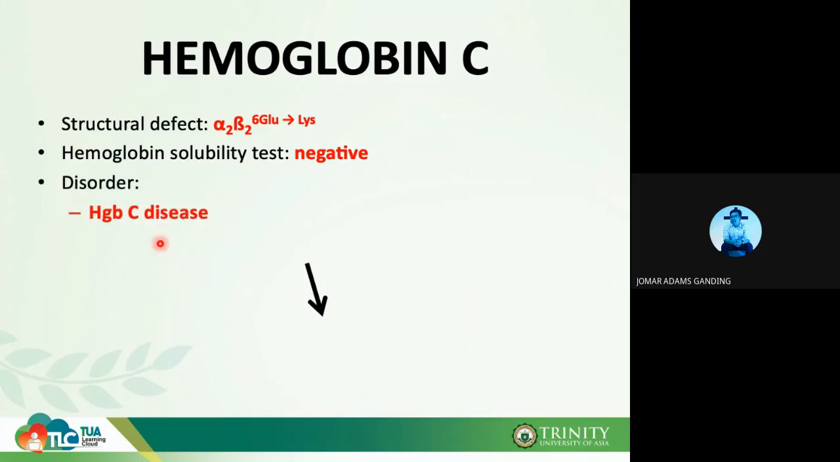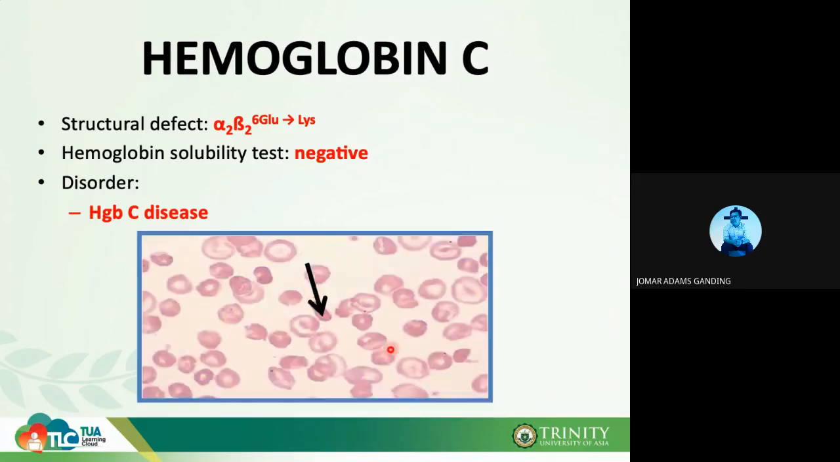Okay, hemoglobin C disease. Ayan, kung makikita ninyo yung formation natin ng thick, yung mga RBC natin that are short, but are thick. So they have hemoglobin C crystals inside them. Again, that is hemoglobin C, position 6, glutamate, naging lysine, okay? So, this is characterized generally by a mild splenomegaly and mild normocytic normochromic anemia. So, mild lang si C.